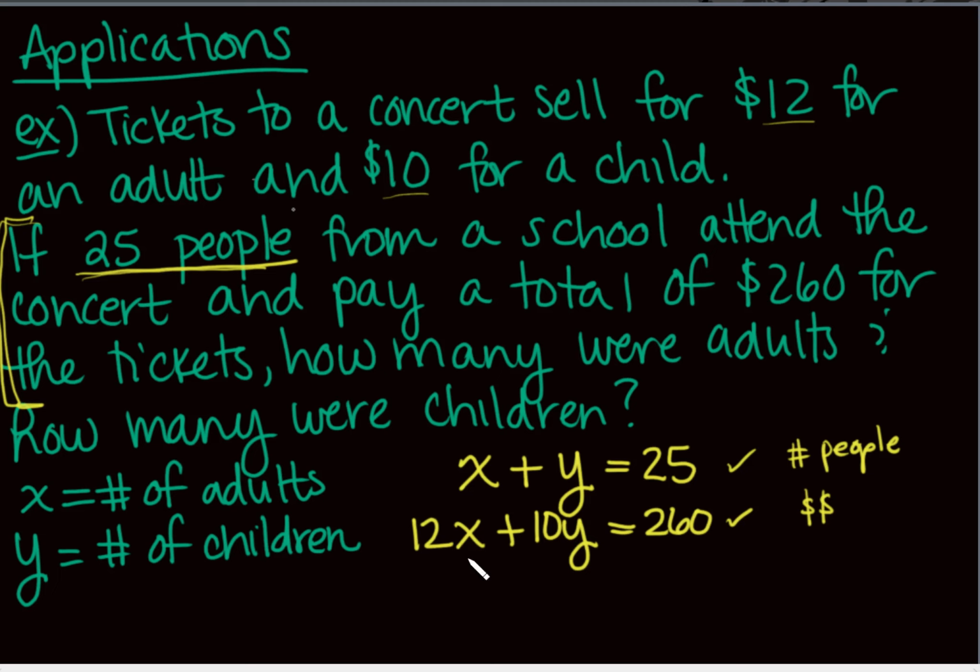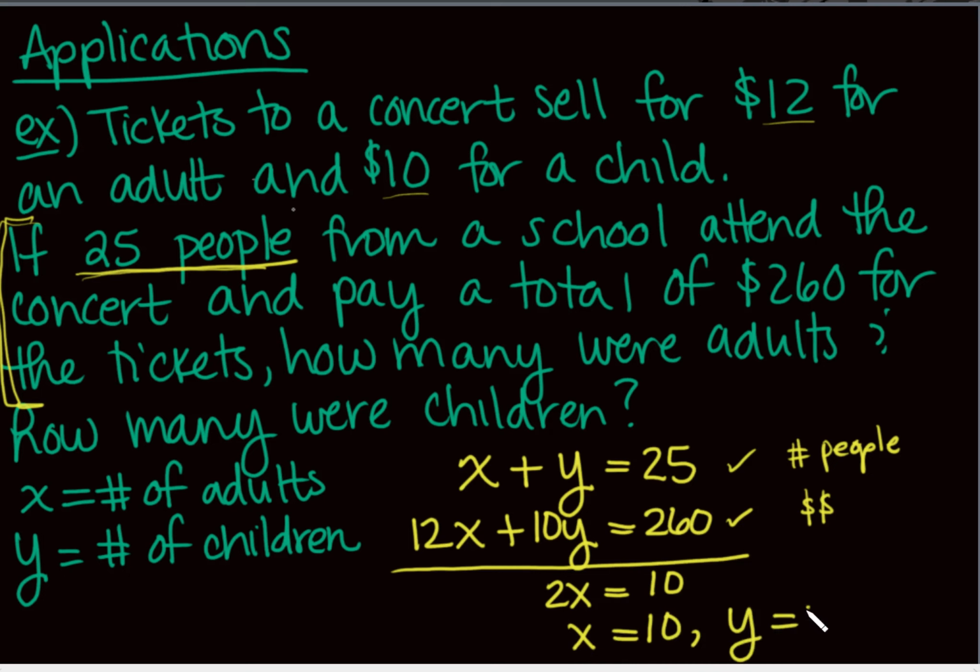Because we're already at like 34 minutes, I'm going to let you solve that. You can do that with elimination. I would multiply the top by a -10. If I did that really quick, that would get rid of my y's. That would leave me with 2x. This would be a negative 250 plus 260 is 10. So that tells me that x is 10. And then if I look up here, that tells me that y is 15. Okay, and then of course you need to state your answer in a sentence. So there were 10 adults and 15 children.